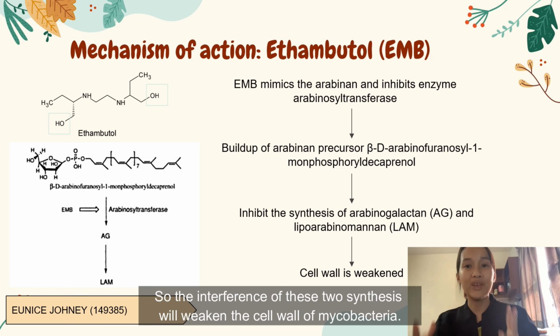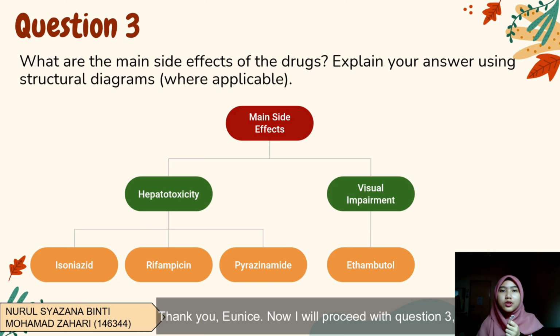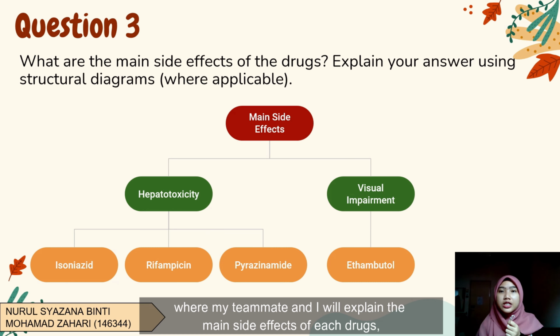Thank you, Eunice. Now, I will proceed with question 3, where my teammate and I will explain the main side effects of each drug, and we are going to explain the metabolism reactions of all these drugs. As you can see from the slide, the main side effects of the drugs are hepatotoxicity and visual impairment, where hepatotoxicity is mainly caused by isoniazid, and it can also be caused by rifampicin and pyrazinamide, because all of these three drugs are metabolized in the liver, while visual impairment is usually caused by ethambutol.